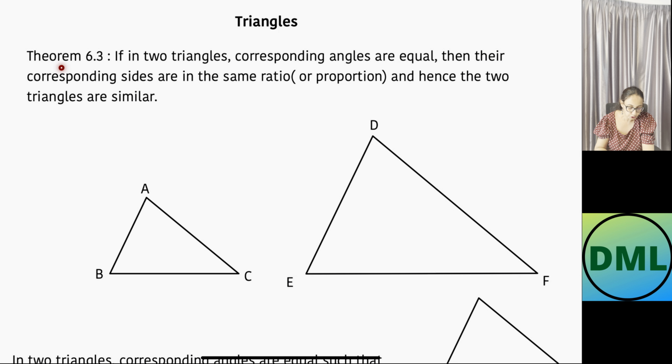Triangles. Theorem 6.3 from the chapter triangles for grade 10 students. If in two triangles corresponding angles are equal, then their corresponding sides are in the ratio or proportion and hence the two triangles are similar. This theorem is based on basic proportionality theorem.